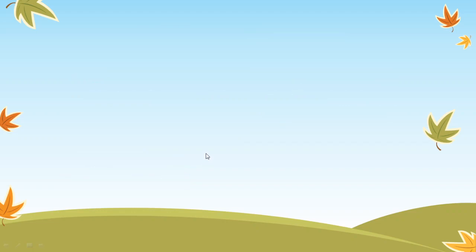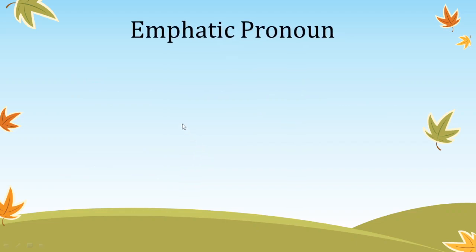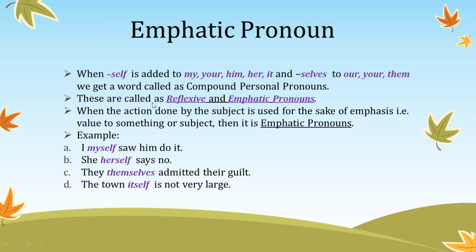Coming to the next part of the pronoun, just opposite to reflexive pronoun. Now what is that? Let us see. They are called emphatic pronouns. What is emphatic pronoun? Again some action is done by the subject, but it is not done for the reflection purpose. It is for emphasis. That is, some value is given to that particular subject. Some action is done, but a value is given to that particular subject, which is called an emphatic pronoun. I myself saw him do it.